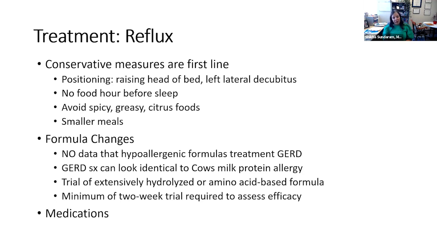Formula changes. Should we, shouldn't we do formula changes? There is no in general data that hypoallergenic or low allergenic formulas really help the treatment of reflux. The caveat to that is that particularly in neonates and infants, reflux symptoms can look very similar to the symptoms that patients may have a cow or soy milk protein allergy. And so a trial of a hydrolyzed or amino acid-based formula for allergy is reasonable as long as we know that it takes at least 2 weeks for the milk protein to work its way out of the system and to really see things that seem better. So changing formula every 2 or 3 days is probably not going to help.